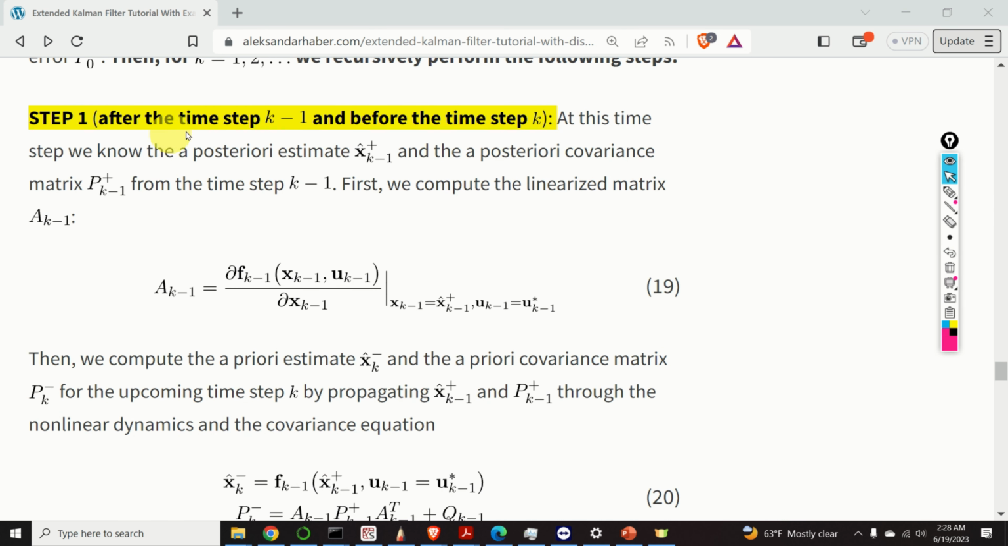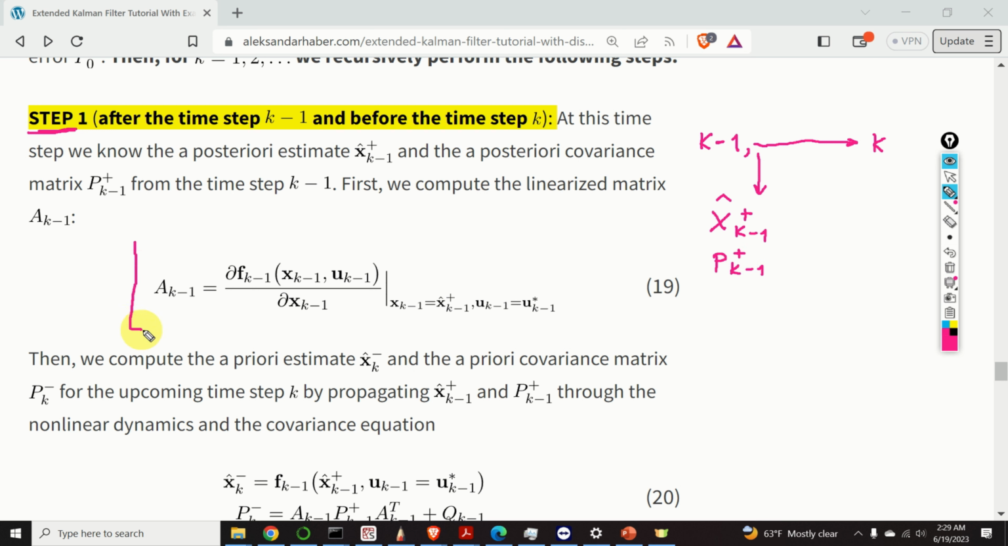The first step is performed after the time step k minus 1 and before the time step k. That is, between these two time steps. So immediately after the time step k minus 1, we perform step number 1. At this time step, we know the a posteriori estimate, x k minus 1 plus, and the a posteriori covariance matrix, P k minus 1 plus.